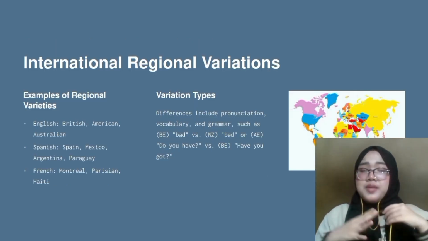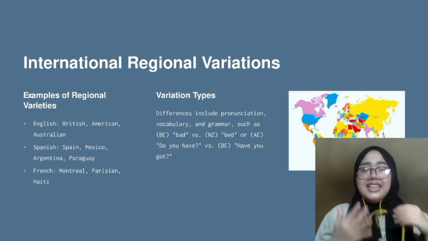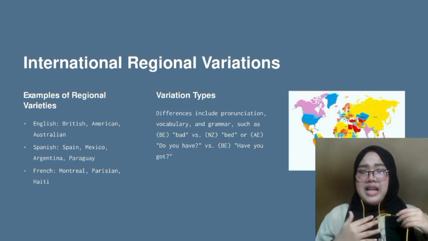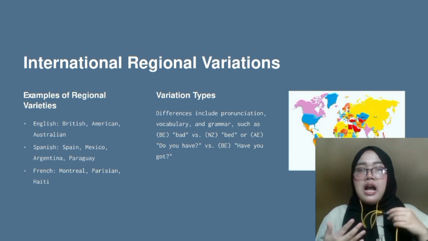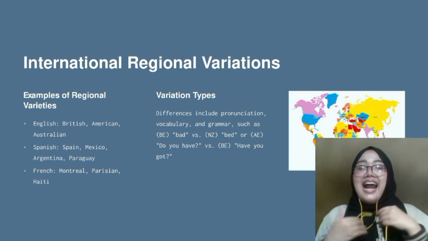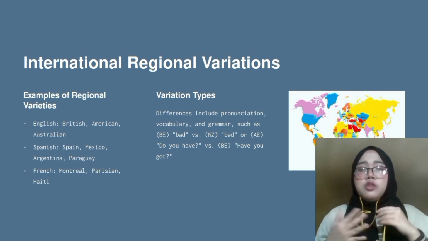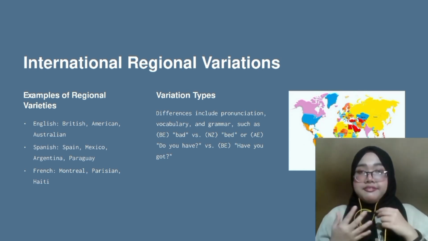Different countries that speak the same language often have their own versions. For example, in English, we have British accent and Australian accent. In Spanish, there's a difference between how it's spoken in Spain, Mexico, Argentina, and Paraguay. French is different in Paris, Montreal, and Haiti. These variations include changes in pronunciation, vocabulary, and grammar. For example, British English says, "have you got?" while American English says, "do you have?"